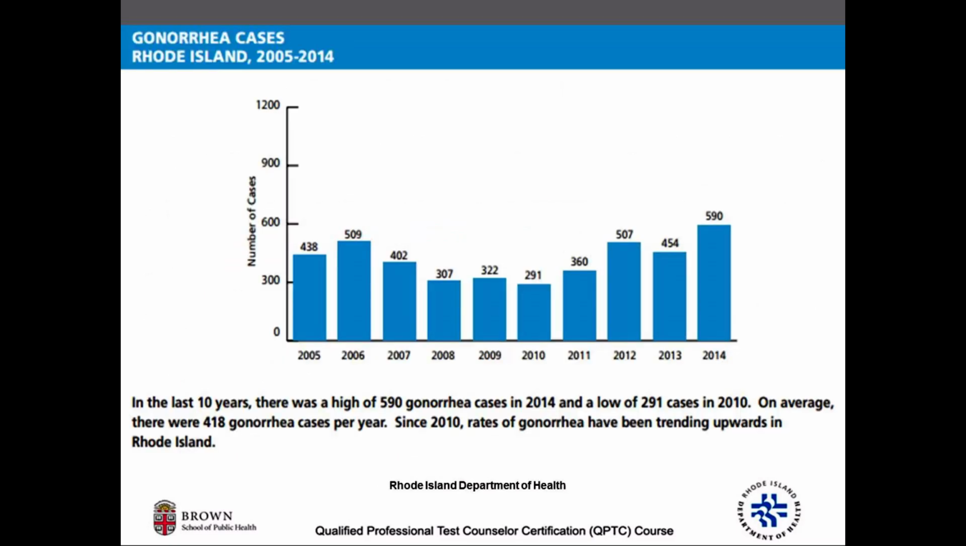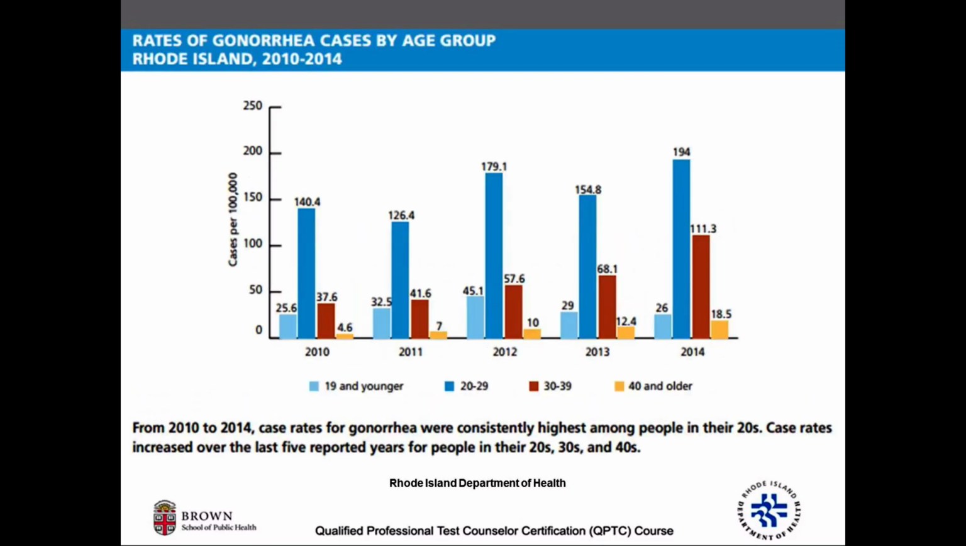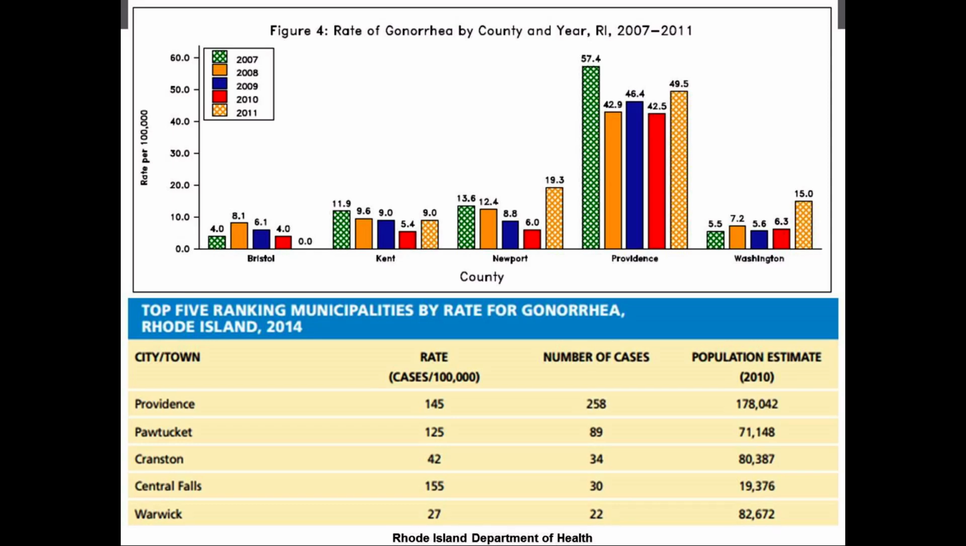This is a graph for the last decade of gonorrhea in Rhode Island. You can see 590 cases in 2014 is the highest number that we've had in the last 10 years. In terms of age groups that are infected, 20 to 29-year-olds, there's also a significant bump in those 19 years and younger, as well as those in their early 30s. Similar to chlamydia, we also see the majority of cases in and around Providence County. In 2014, there were 250 cases in Providence, with a number of other cases located in other districts throughout the state.